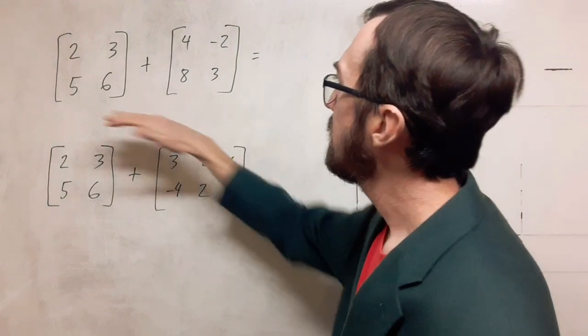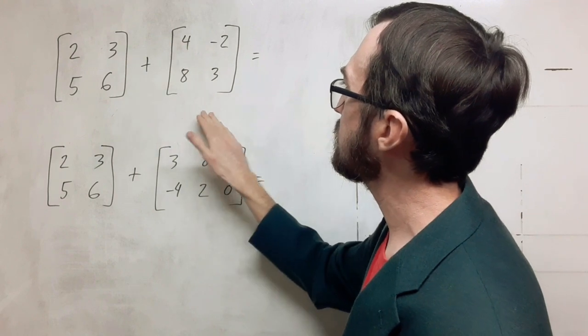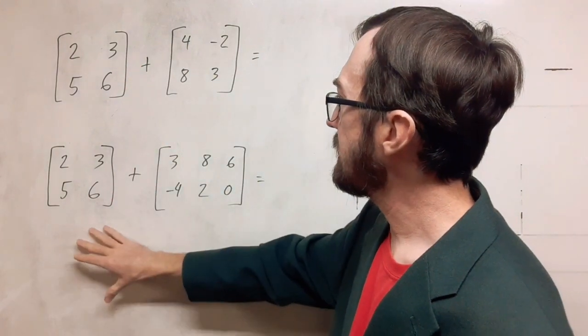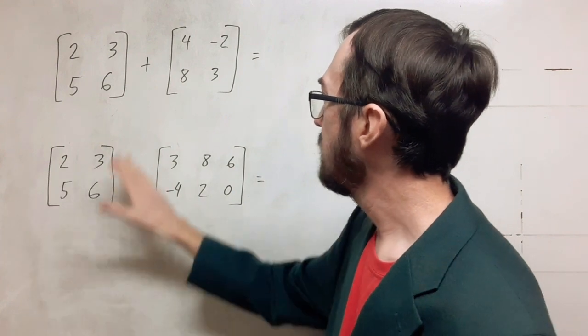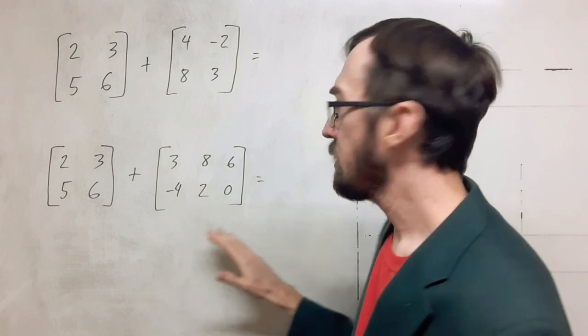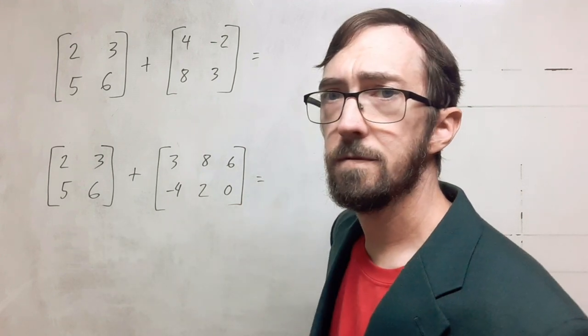So in this first example, we have a 2 by 2 and a 2 by 2. We can add these together and get a result. In my second example here, I have a 2 by 2 and a 2 by 3. Since these dimensions do not match, we know that we can't add this. This is undefined.